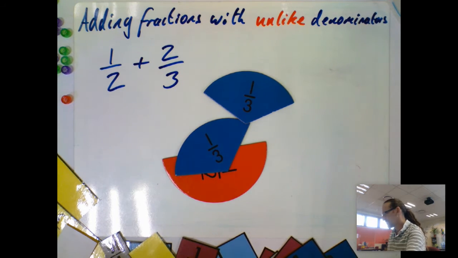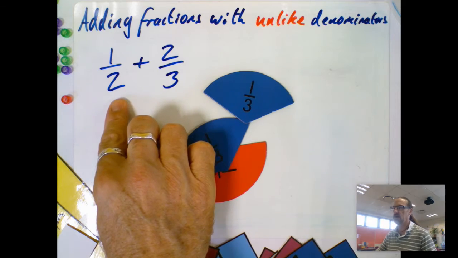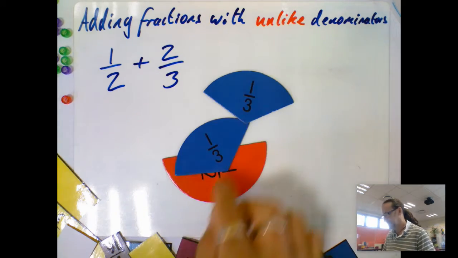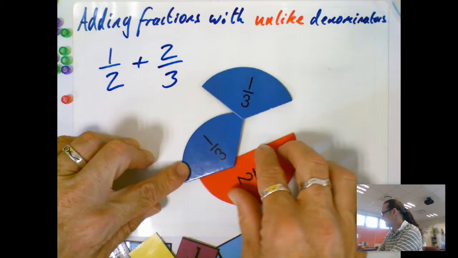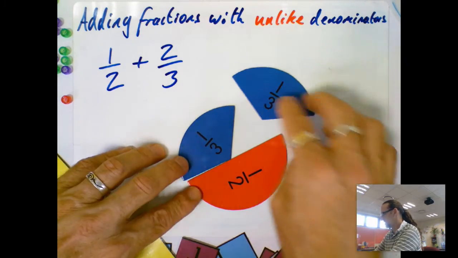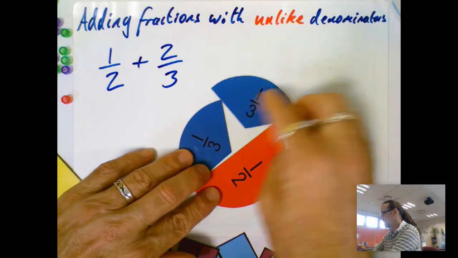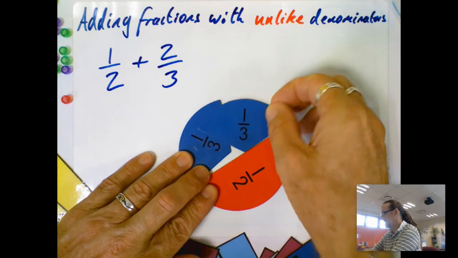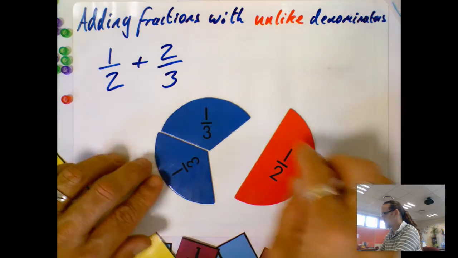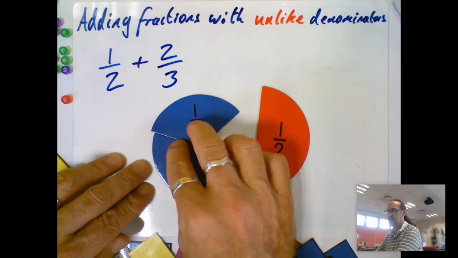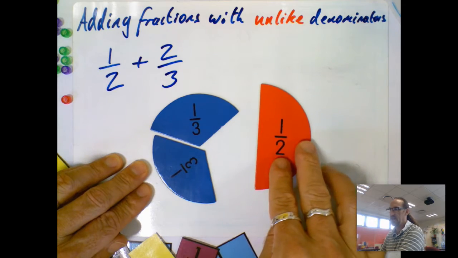Okay, so I'm starting off with half plus 2/3, and I've got the manipulatives here because I like to use these pie pieces to start with, these circular fractions, because we can see I can't add these together, right? So I've got thirds and I've got halves. It's like trying to add apples and pears.